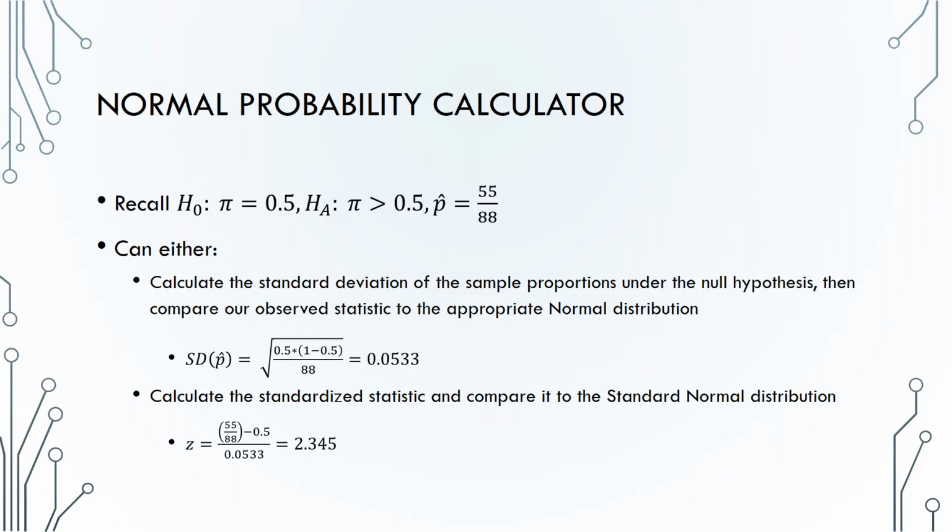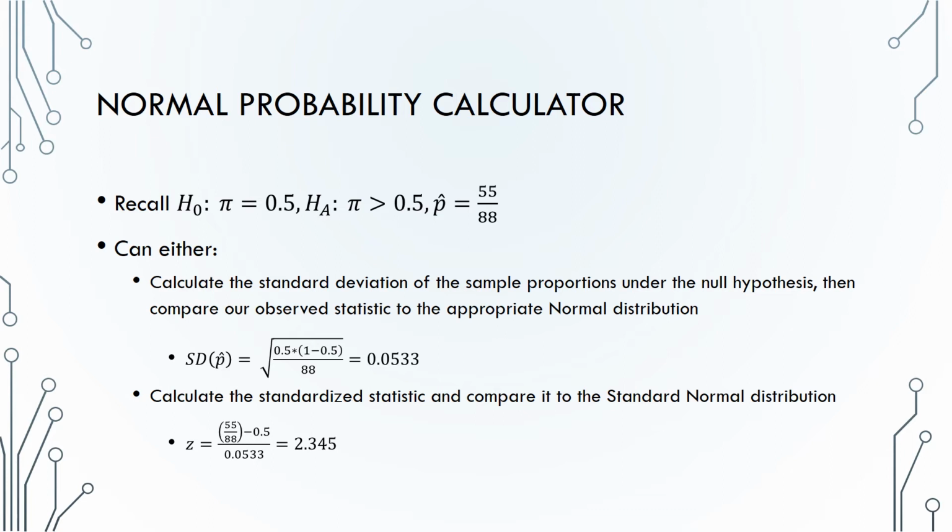Let's use 55 out of 88 as our sample proportion. To use the normal probability calculator, we can either calculate the standard deviation of the sample proportions under the null hypothesis, then compare our observed statistic to the appropriate normal distribution. Remember that normal distribution will be centered at pi, or our null value in a hypothesis test, with standard deviation square root pi times 1 minus pi over n.